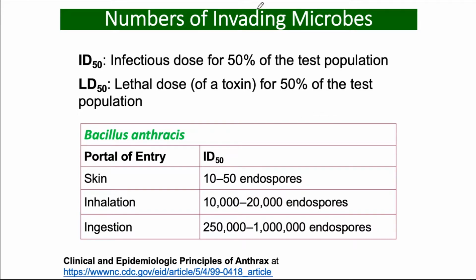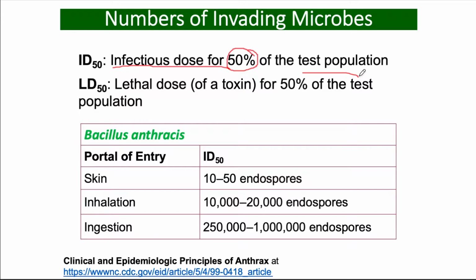The numbers are always important. The number of microorganisms that are invading the host are important. The fewer, the better, generally. And so for most organisms, we come into contact with them, but we don't see any effects on us because the infectious dose is not adequate. The infectious dose is the dosage of the microorganism that will establish an infection in 50% of the population.